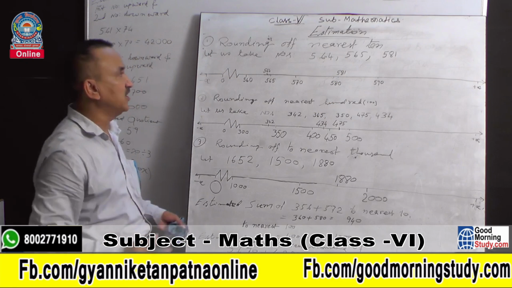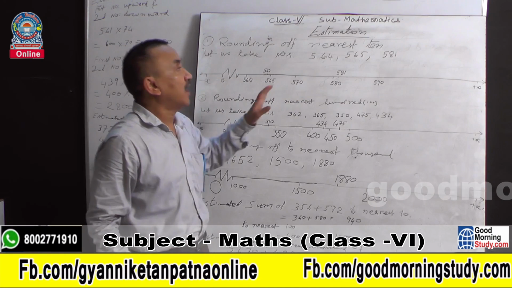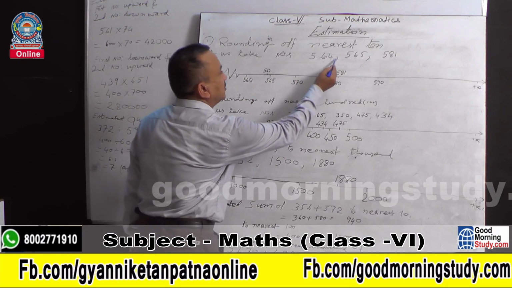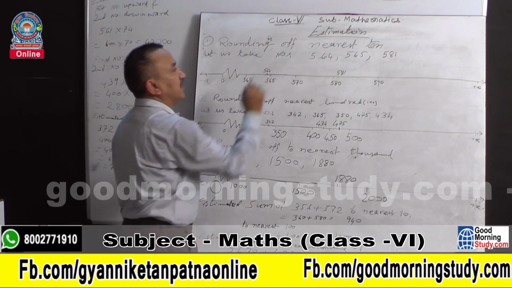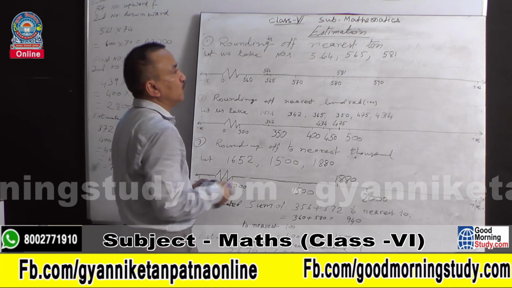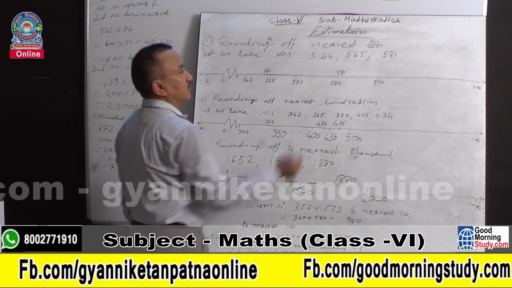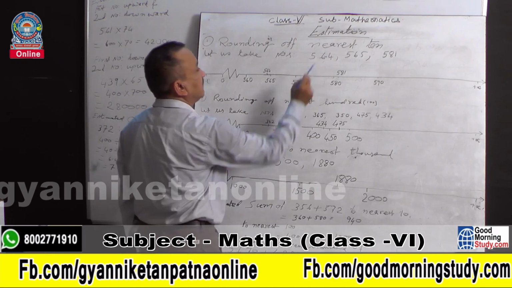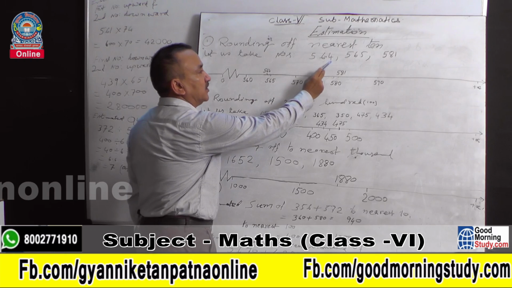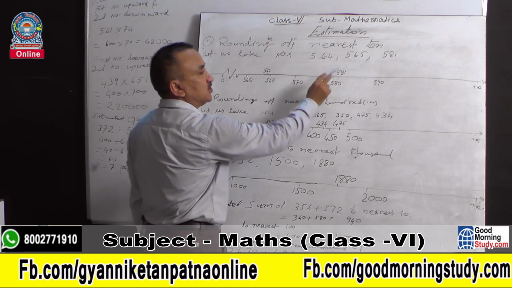So what are we seeing? When we round off the given number to the nearest 10, we make the unit digit 0 and we keep the other digits as usual when the unit digit is less than 5. When the unit digit is less than 5, we make the unit digit 0 and we keep the other digits as usual.